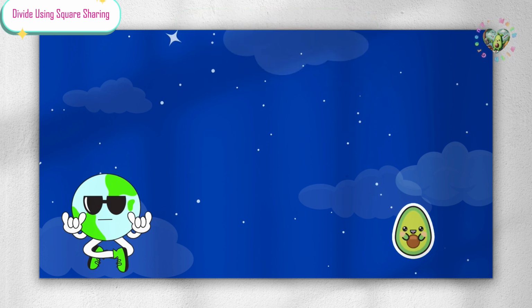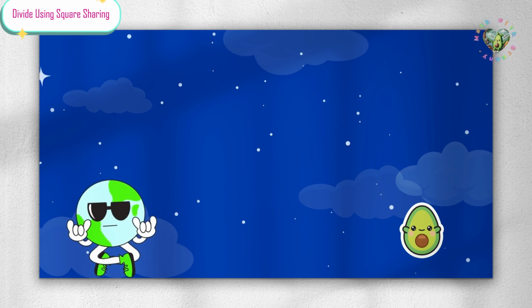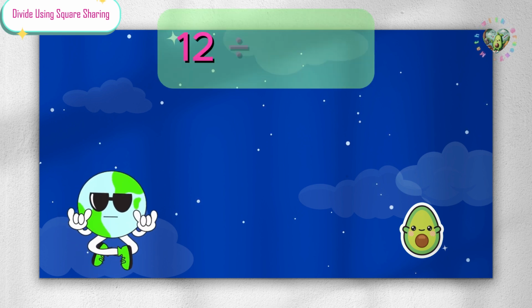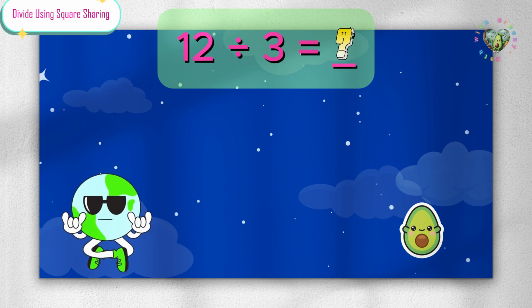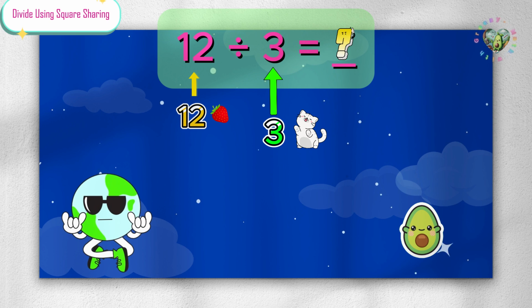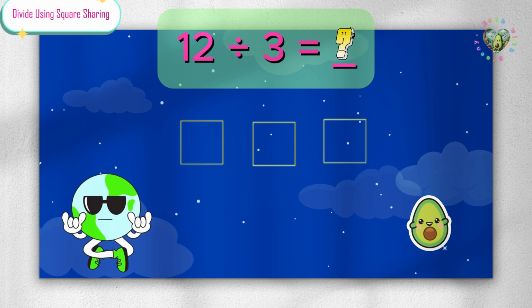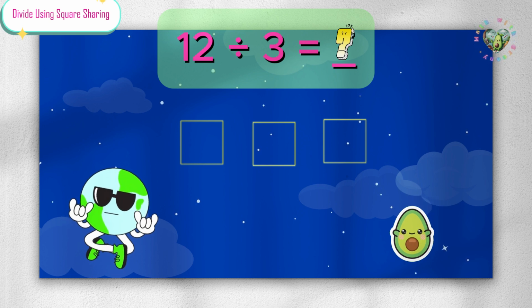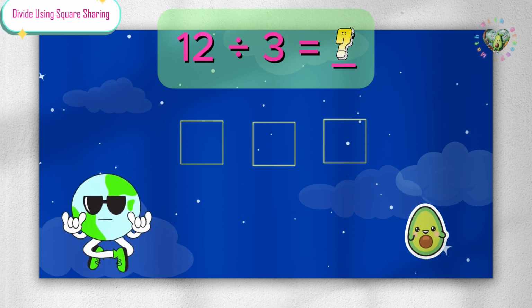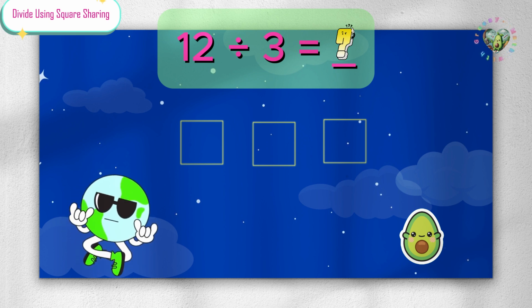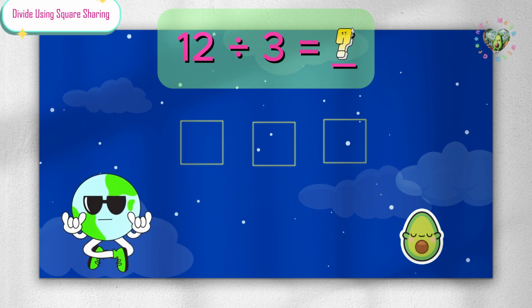This is so cool. Can we do another one? Absolutely. This time, let's try 12 divided by 3. So, we have 12 strawberries to share between 3 cats. Ready? Ready! So first, we draw 3 squares for our 3 cats, right? Yep, you got it. Then, we'll share the strawberries, one at a time, until we run out. Great idea, Greenie. Can you show me how you do it?